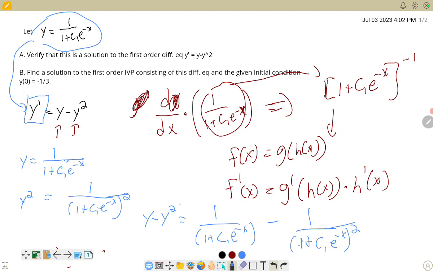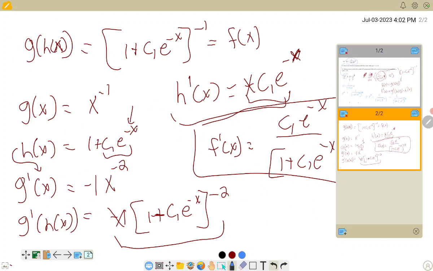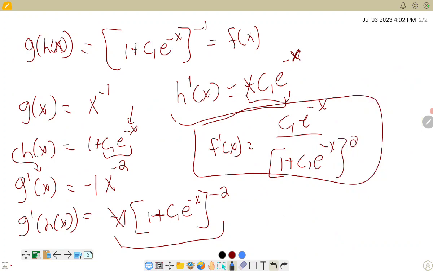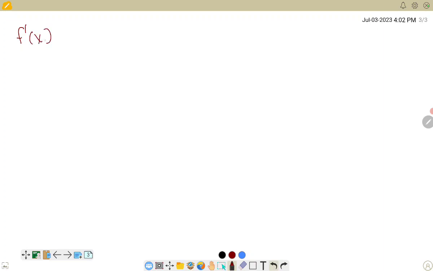Well, at the moment, this does not look like the function that we have over here, f prime of x. So initially, it might look as though this is not a solution, but let's look at this a little deeper, because we want to be sure that we actually do not have the same function. So I'm just going to rewrite f prime of x up here, and that was c1 e to the minus x divided by 1 plus c1 e to the minus x all squared.